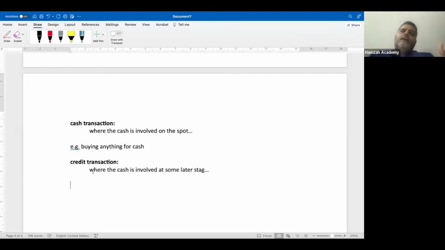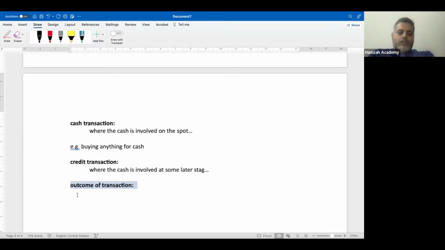Similarly, you are enjoying the electricity, you are consuming it. After the month, when you have consumed it, you get the bill. Now you have to pay the bill. That is a credit transaction. Done. So the cash transaction is where the cash is involved on the spot. The credit transaction is where the cash is involved at some later stage. Done. Then we have the outcome of transaction.